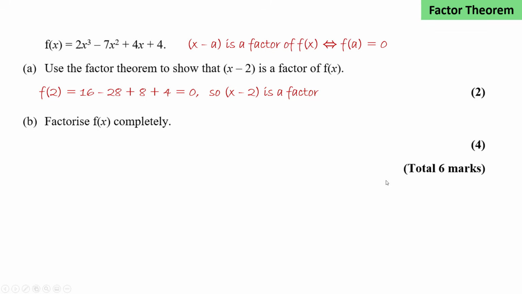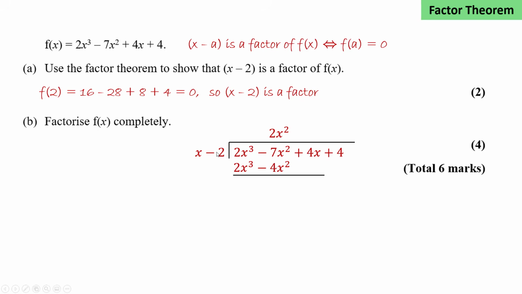So we do that by performing a long division, dividing f of x by x minus 2. Let's go through the steps of the long division. First up, we ask what do we multiply x by to get 2x cubed? And that's 2x squared. We take this 2x squared and we multiply it by x minus 2. So we get 2x cubed minus 4x squared.